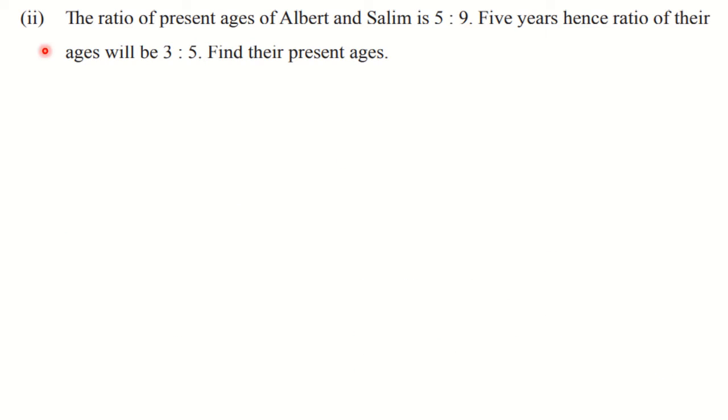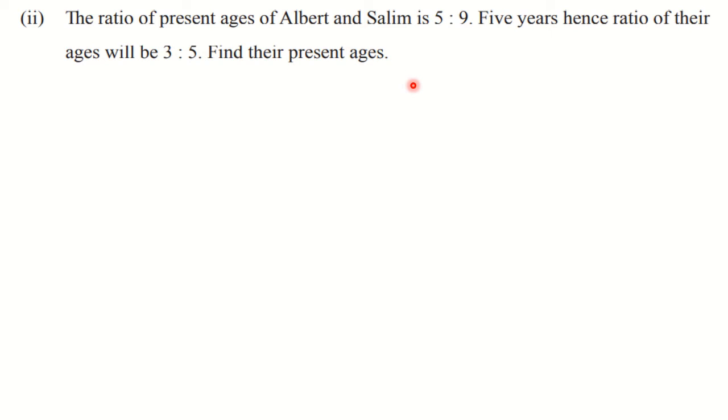Question number 2, sub question number 4 was remaining, so that we are going to see. So let us read the question. The ratio of present ages of Albert and Salim is 5:9. 5 years hence, the ratio of their ages will be 3:5. Find their present ages. Okay, so again this is a word problem based on ratio.